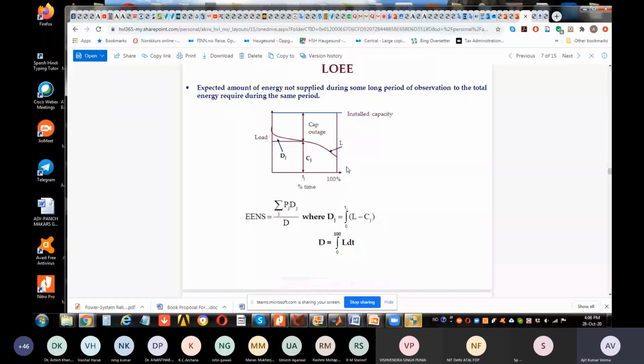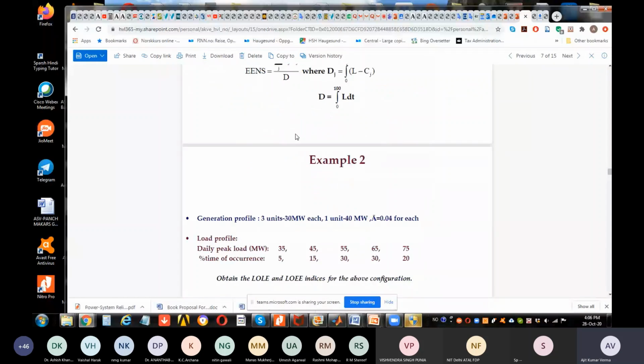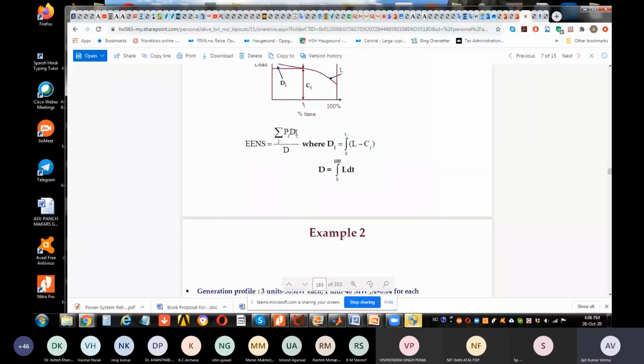So anyway, D is not an issue, but trying to calculate this is an issue. So for different generating states of the system, what is the duration for which the load will be lost? You need to find that out, multiply by the state probabilities, and of course divide by the duration, which could be 1 year or per year, whatever, and then you get the expected energy not served.